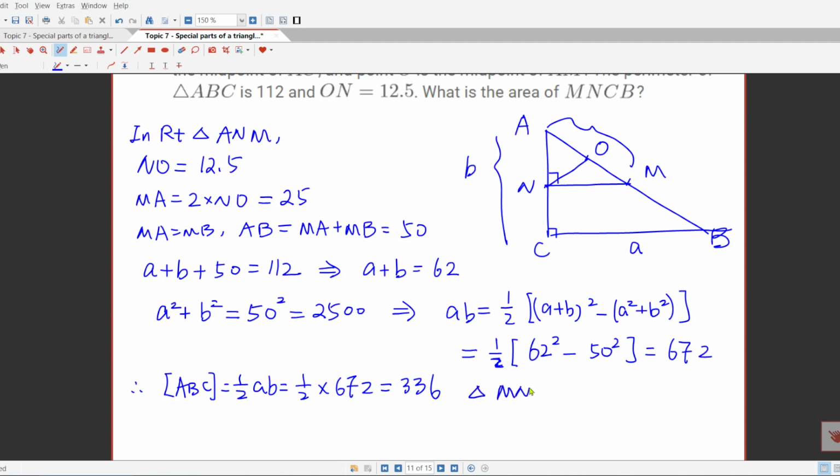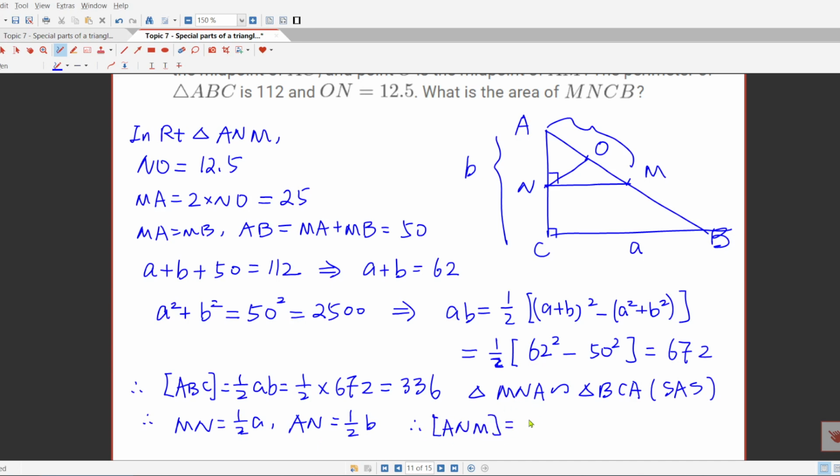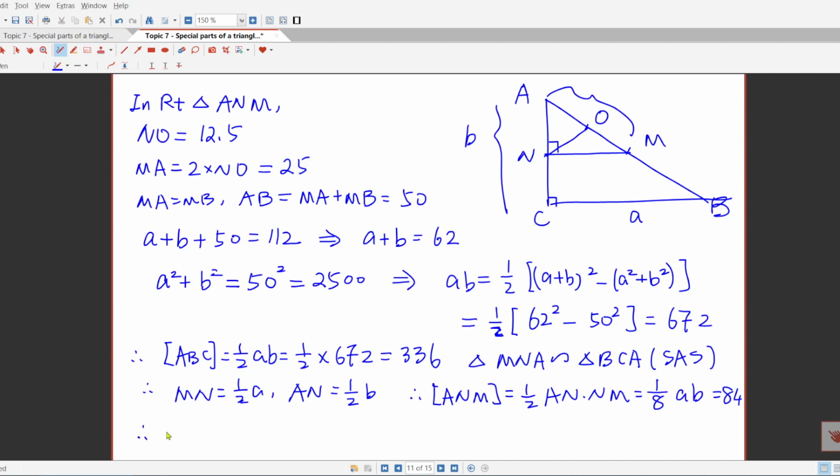And triangle MNA is similar to triangle BCA, right? By SAS similarity with ratio of 1/2. Therefore, MN is 1/2 of A, AN is 1/2 of B, right? You see that? Therefore, we know the area of triangle ANM is simply 1/2 of AN times 1/2 of NM, which is 1/8 of AB, which is 84, right?